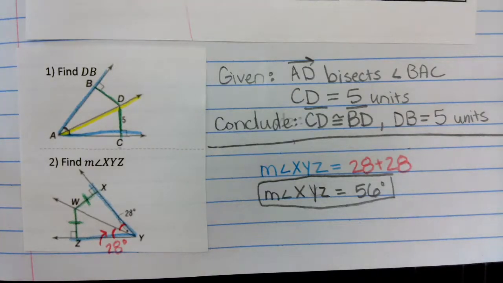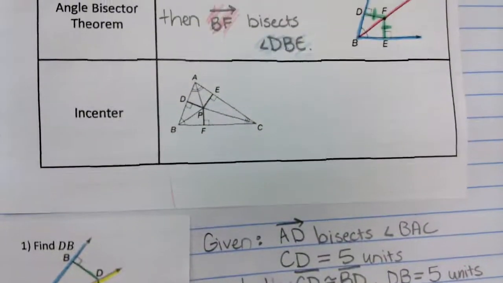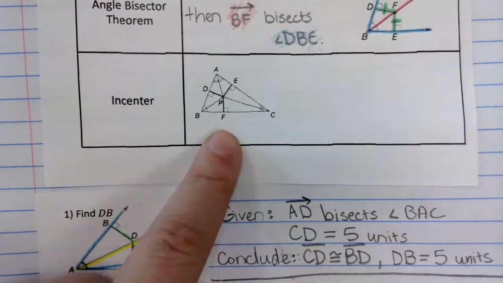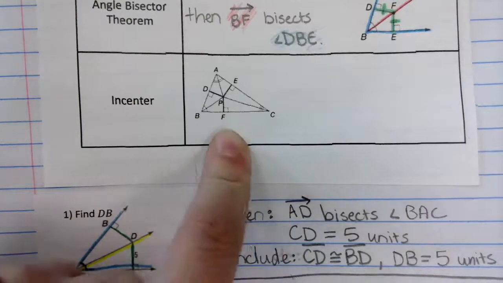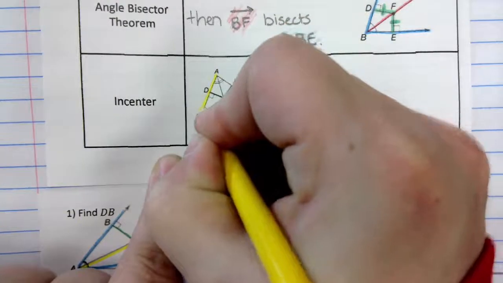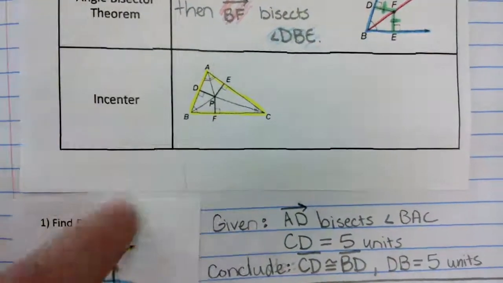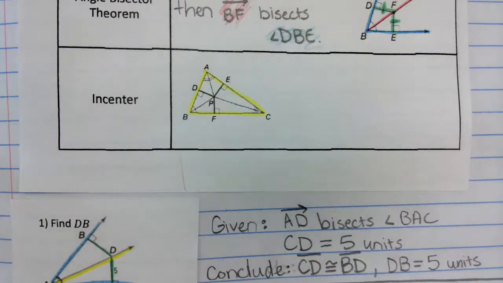All right, we are going to go back up to your table, and we're going to fill in the in-center. So for the in-center, what we're going to be starting off with is the whole triangle. So the whole triangle here is ABC. Okay? That whole triangle is ABC.